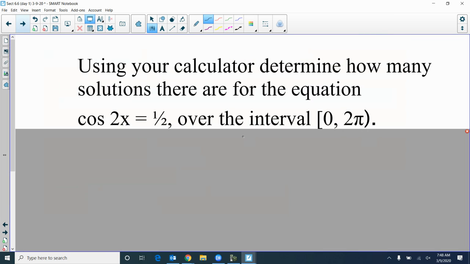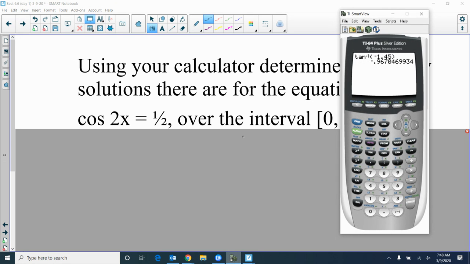All right, go ahead and pull your calculators out for a second here. It says using your calculator to determine how many solutions there are for the equation cosine of 2x equals 1/2 from 0 to pi. So I'm going to put it in radians, and I'm going to make my window go from 0 to 2 pi. And then go ahead and plug that in. Cosine of 2x equals 1/2.